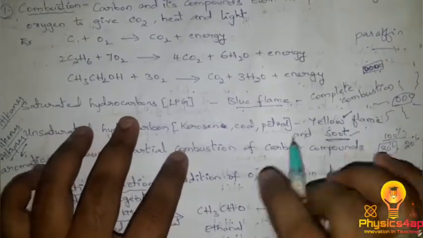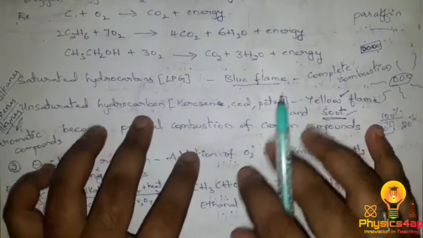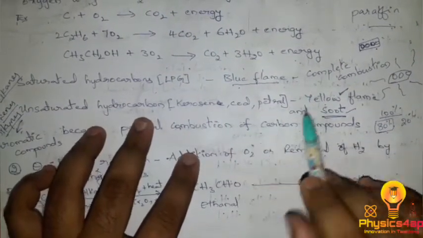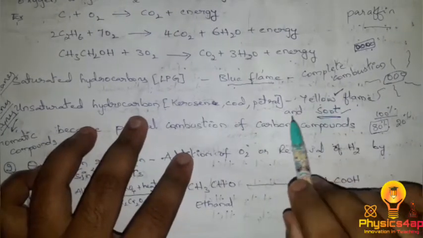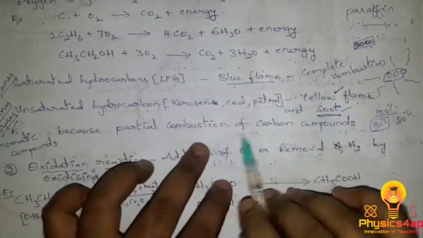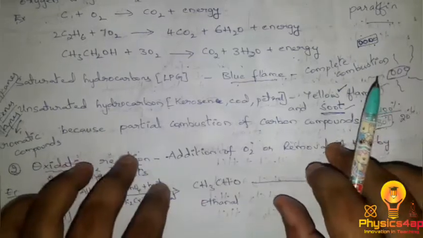So the saturated hydrocarbons produce a blue flame due to the complete combustion of carbon particles, whereas the unsaturated hydrocarbons like coal, kerosene, petrol produce a yellow flame along with soot because of the partial combustion of the carbon compounds. So this is about the combustion reactions.